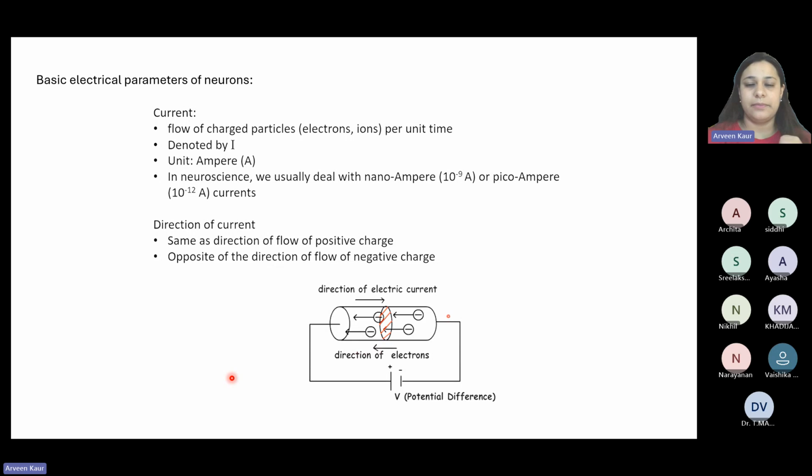So we will begin with the basic electrical parameters in the neurons, wherein we will compare the neuron to a very basic electrical circuit, and we will keep adding different components into this electrical circuit and see how that is correlating with our neuron and how signal is transducing in our neurons also, right?